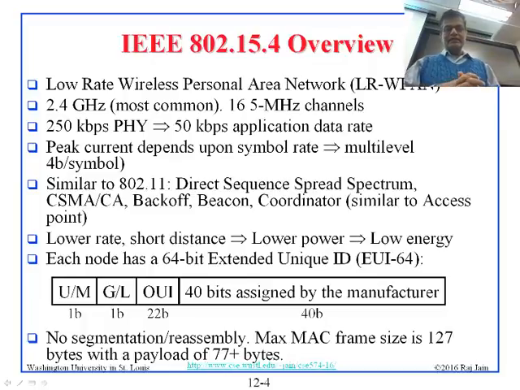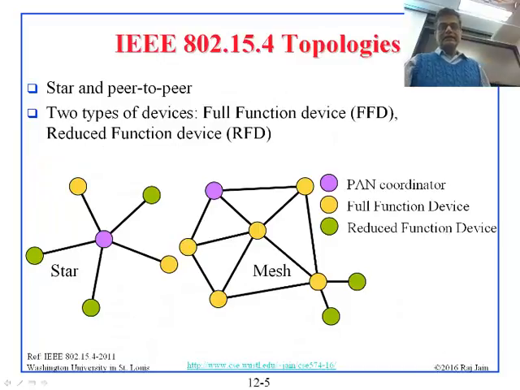Alright, so after that we talked about that segmentation and reassembly is not there and the addressed packets are very small. So one of the things that this 16.4 does is allow two topologies. It not only allows the star like we saw in Bluetooth, it also allows mesh. Mesh means you could be connected to multiple nodes. Okay. So this is star and this is peer-to-peer mesh.